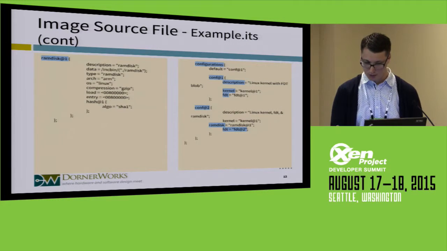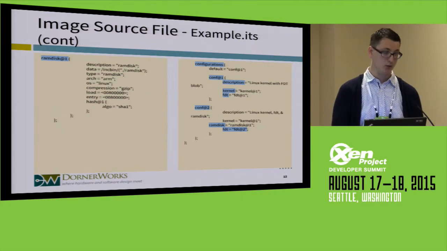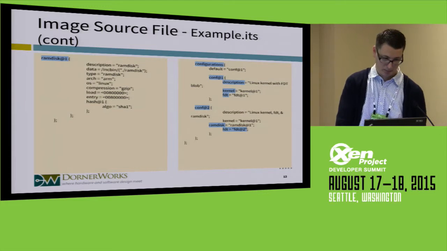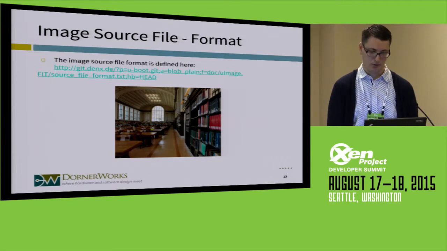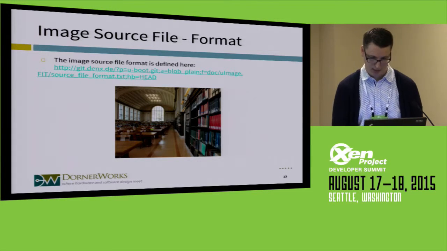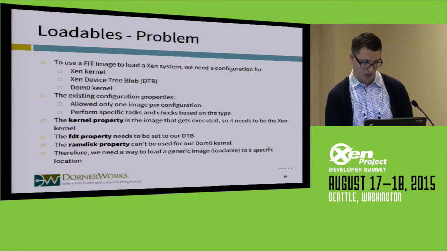So as you can see, we have 2 different configurations. Both use the same kernel image. Configuration 1 uses FDT1, and configuration 2 differs by using the other available FDT and a RAM disk image. If you want any more specifics on the image source file format, you can follow this link. It's the U-Boot documentation.